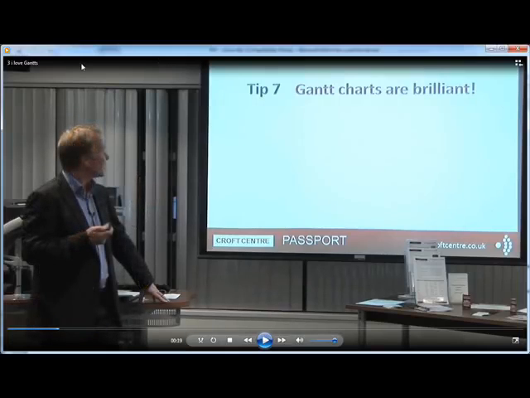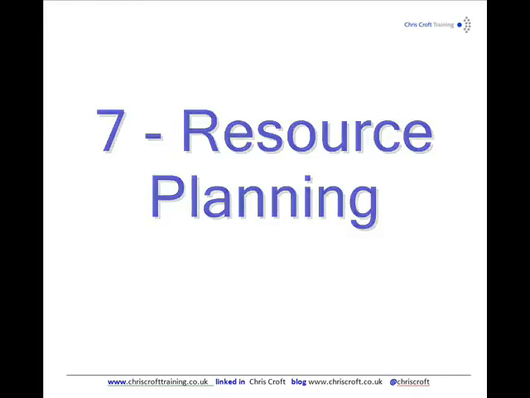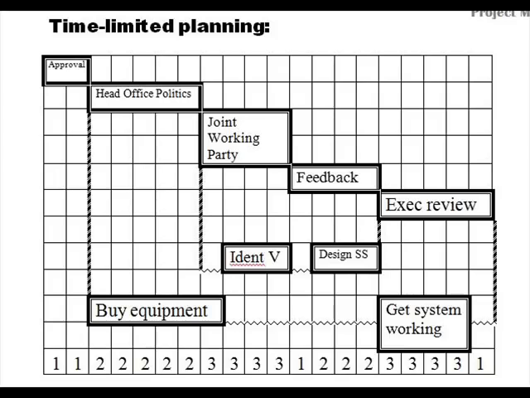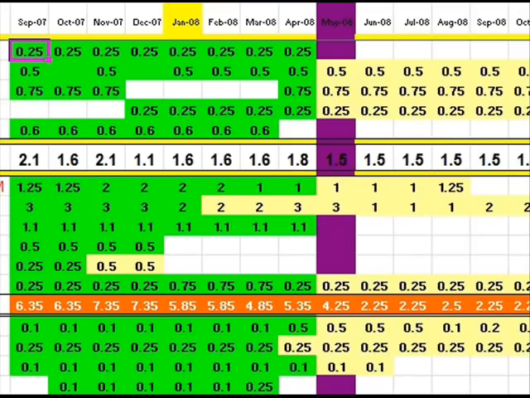You can then go on to step 7, which is to think about resources in more detail, adding up vertically, and possibly even adding up all of your projects. Because if you've got a resource profile for each one, you can add up all the resource profiles to check that you are able to do all the projects that you want to do.